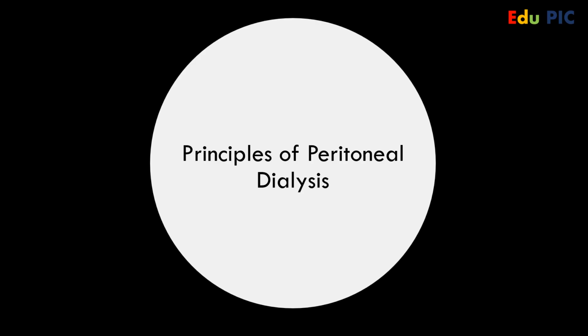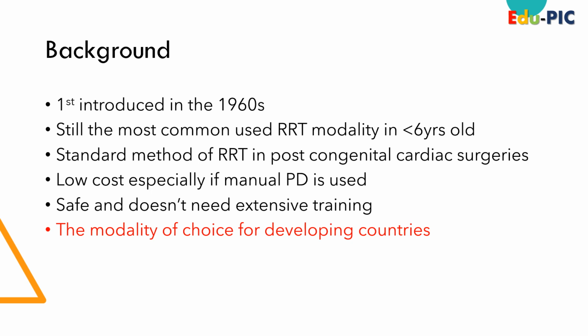Let's start with principles. Peritoneal dialysis was first introduced in the 1960s, but it is still the most commonly used renal replacement therapy modality in children under 6 years of age. It still is the standard method in any post-congenital heart surgery, and it's quite common to find a child coming back from theaters with a surgical PD catheter inserted. It is low cost, so it's very useful in developing countries, and it's also safe and doesn't need extensive training, which also makes it the modality of choice for developing countries. Hence why we're discussing it in some detail today.